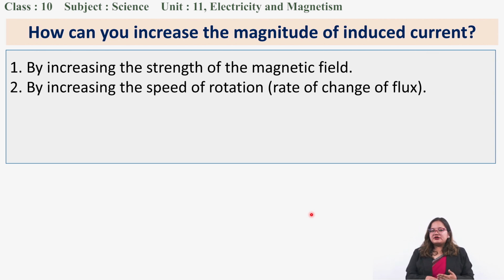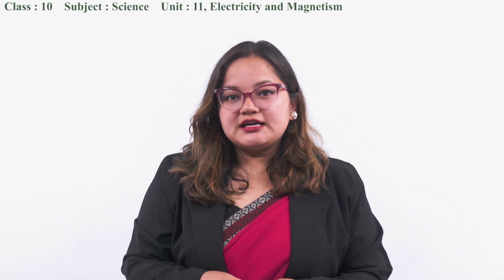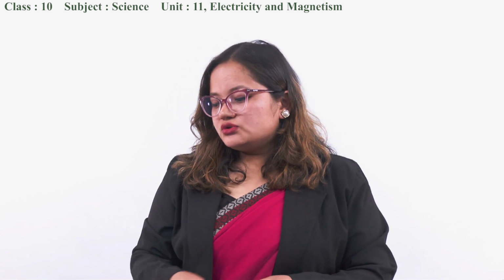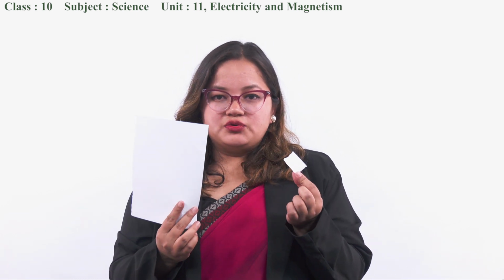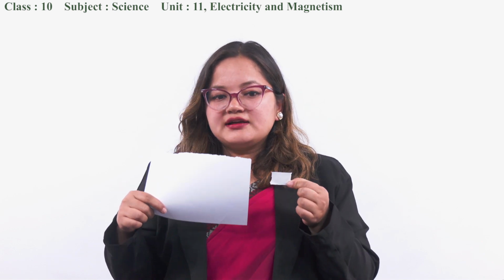Another point is increasing the speed of rotation, which again increases the rate of change in magnetic flux. Third one, what can we do? If we increase the number of turns in the coil, or let's say the armature, the magnitude of the induced current is increased. Our fourth point is increasing the area of the coil. Right? So let's say these two are the conductors. Let us suppose one has a very small area and another one has a relatively large surface area.